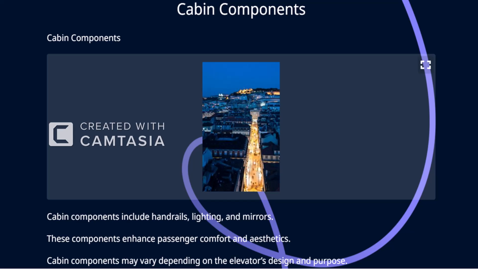Cabin components. The cabin components are what passengers interact with directly. These components enhance the comfort and aesthetics of the elevator. Key parts include handrails, which provide stability and safety for passengers while in the elevator. Lighting. Proper lighting improves visibility and comfort within the cabin.